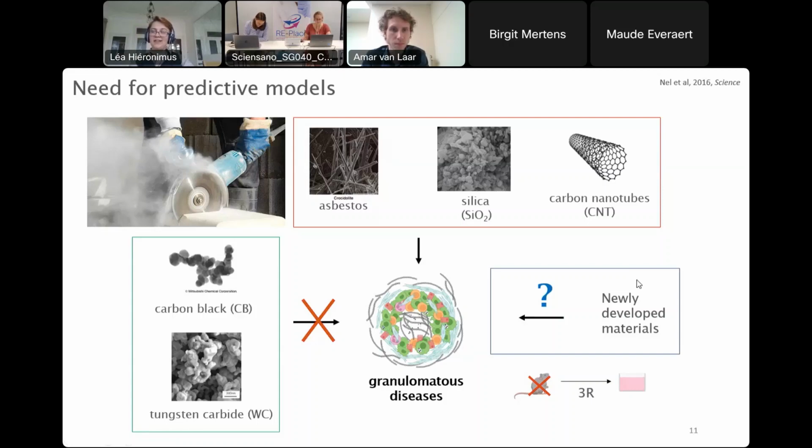Currently, the only acceptable method is using in vivo models, but thanks to 3R legislation, things are changing and new models are being developed. And I'm going to present you the model on the Replace platform that I've created in this context.